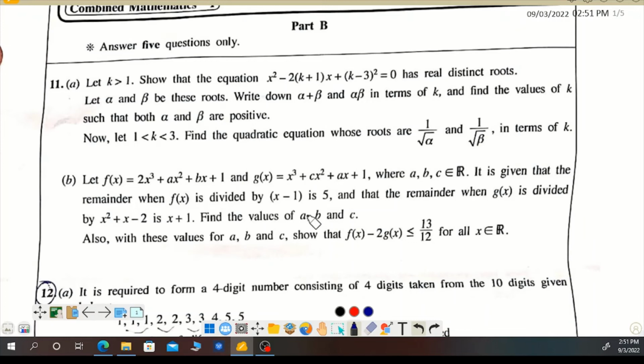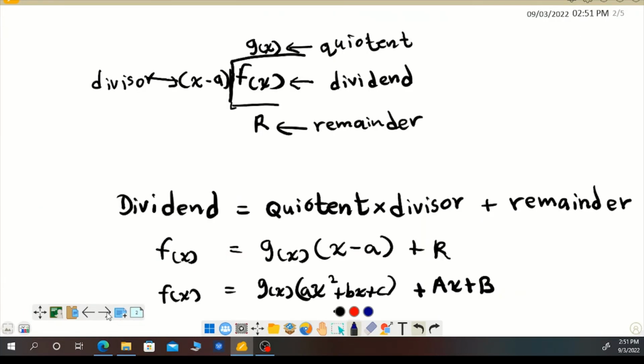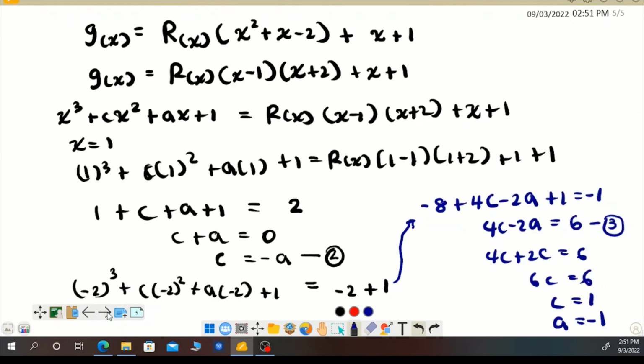Then they are given that for the values of a, b, c, show that fx minus 2gx is smaller than or equals 13 divided by 2. So first I have to find this new function fx minus 2gx. So I find the a, b, c values. Then I am going to find the function fx minus 2gx.